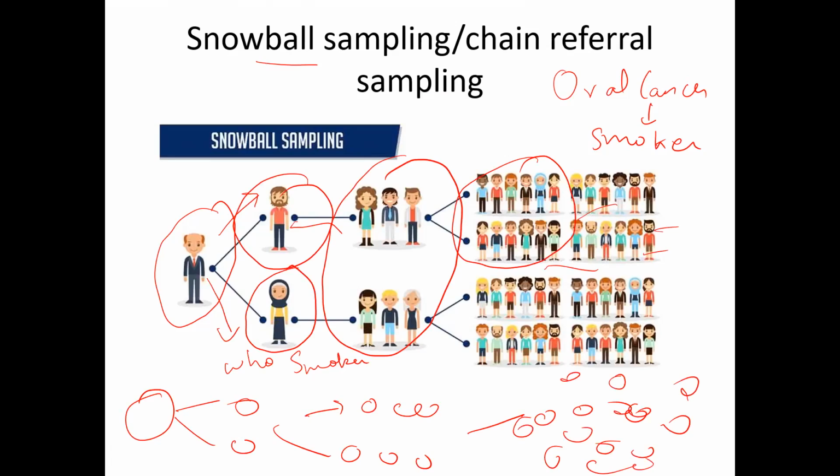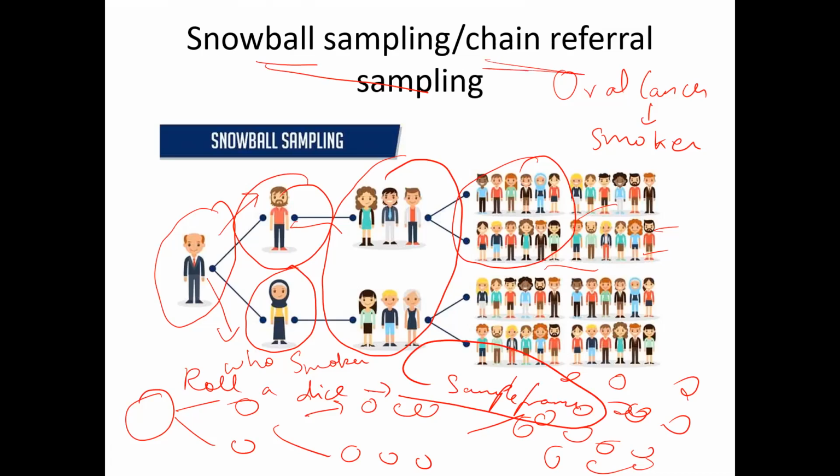Snowballing is like you roll a snowball and make everybody fall into your sample frame. This is called snowball sampling, or as I told you before, chain referral. So I tell them to refer, and the chain goes on by referring one another.